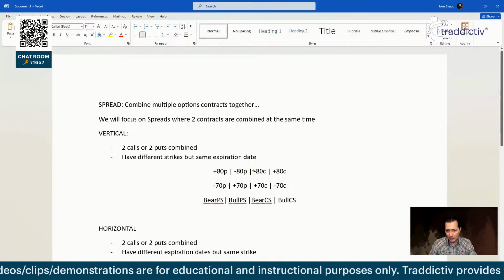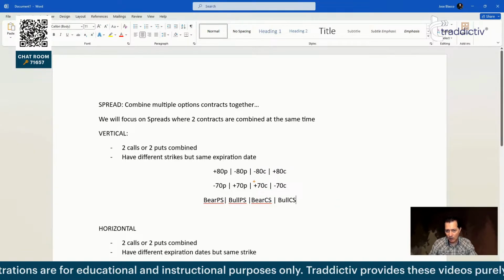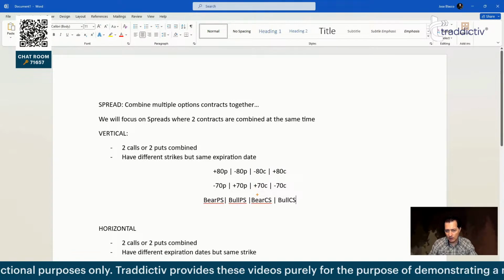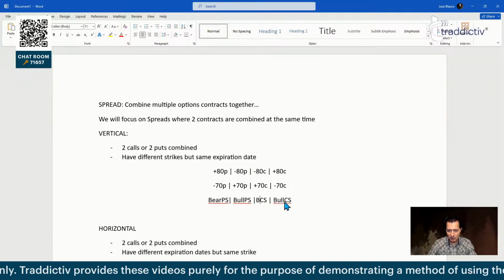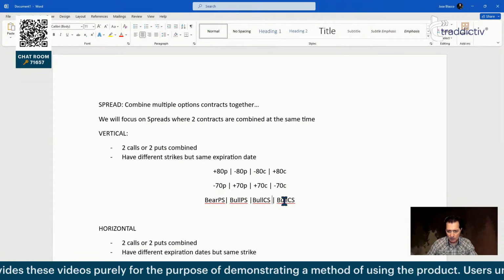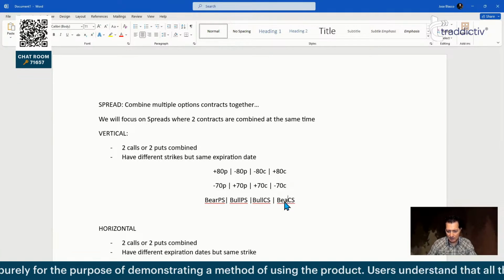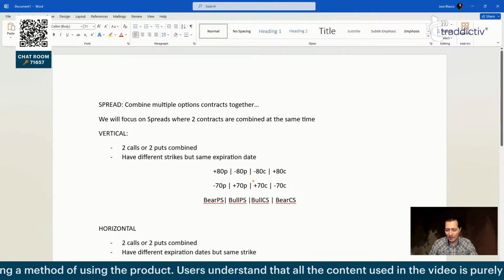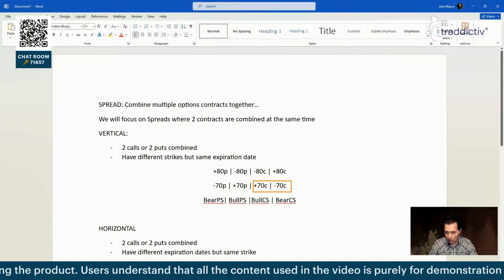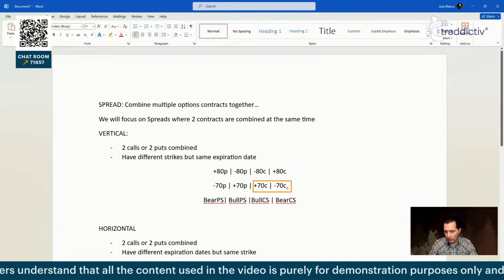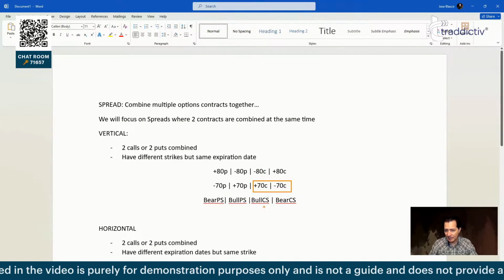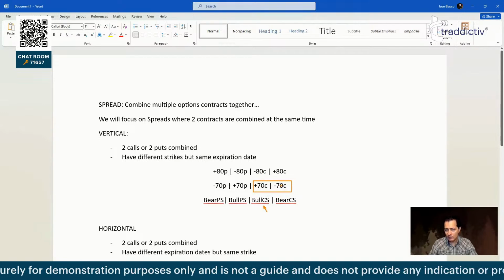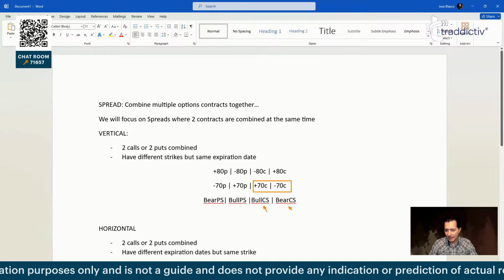So, going back to what I said before, I just did that backwards. Sorry about that, guys. If this was not confusing enough, I just confused you more. So going back to the basics of options, when you buy a call, it's bullish. When you sell a call, it's bearish. So when you buy the 70, sell the 80, that's a bull call spread. When you sell the 70 and buy the 80, that's a bear call spread.